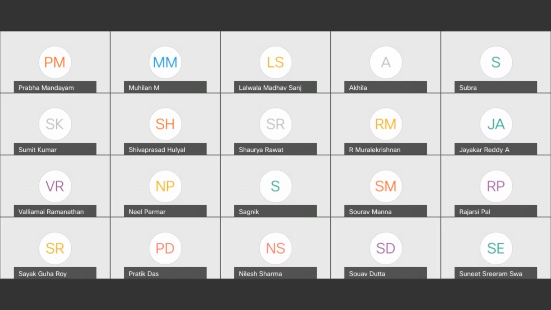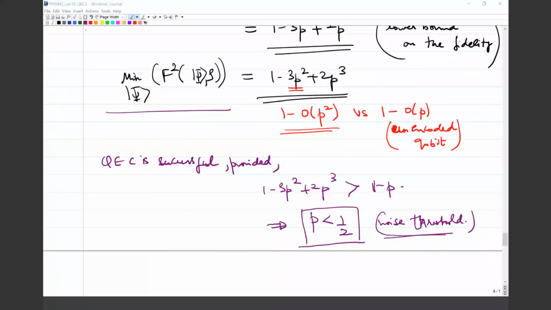We'll meet again tomorrow and we'll look at extending these ideas now to other noise models. This is just bit flip. So what about other noise, phase flip, etc.? General purpose error correcting codes and all that.